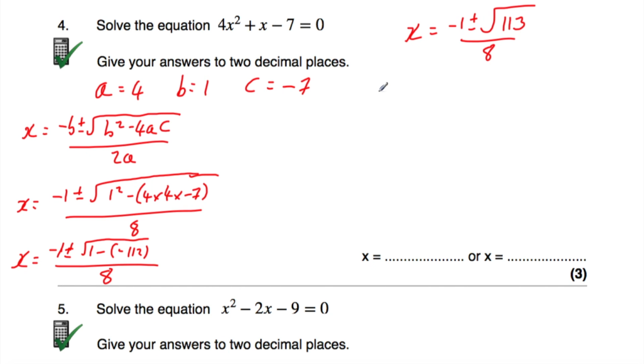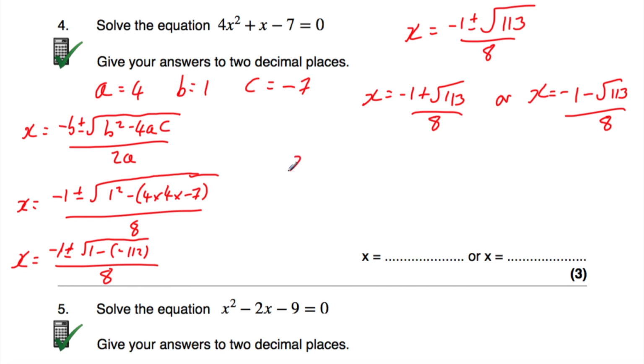Now we need to work out our two solutions because we've got the plus or minus. So we've got x is equal to negative 1 plus the square root of 113 over 8, or we've got x is equal to negative 1 minus the square root of 113 over 8. So there are two possible solutions. Now we just need to work them out. So x is equal to, and on my calculator, is equal to 1.20376 and so on. Or another solution would be x is equal to minus 1.45376 and so on. And we've been asked to give our answers to two decimal places.